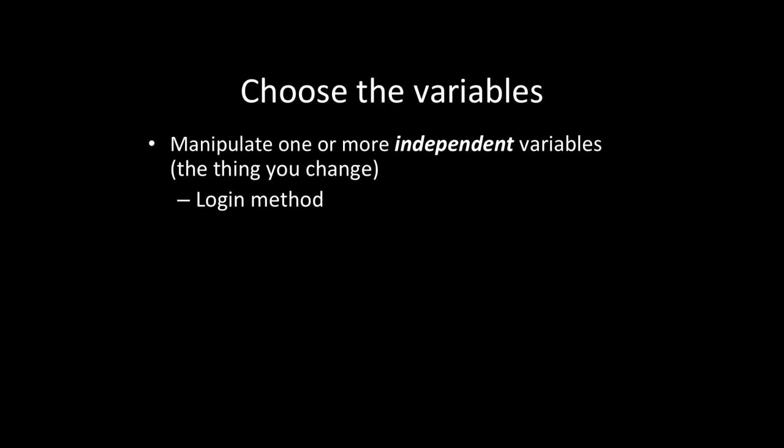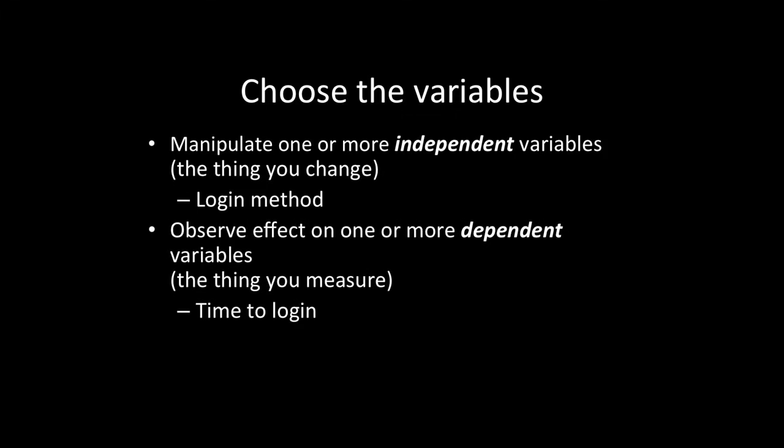Next, we need to choose the variables. We need to pick the independent variables, and these are the things that we manipulate, the things we change. In this case, it's our login method. Our users will log in either with the PIN or with the thumbprint. Our dependent variables, the things that depend on what we're testing or the things that we're measuring, in this case will be the time to log in.